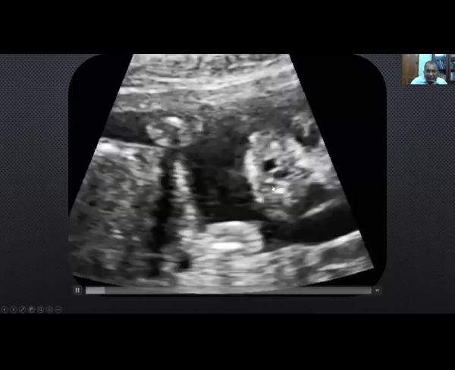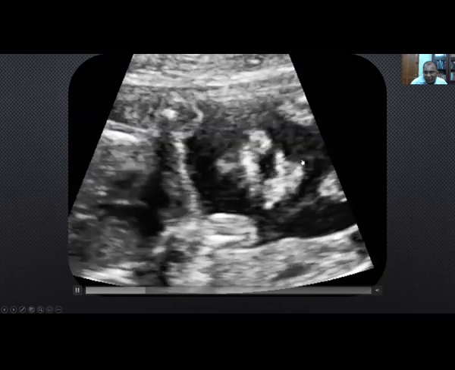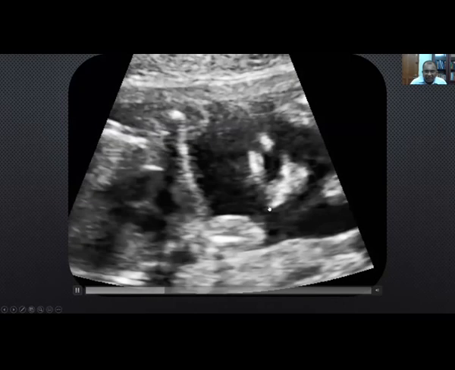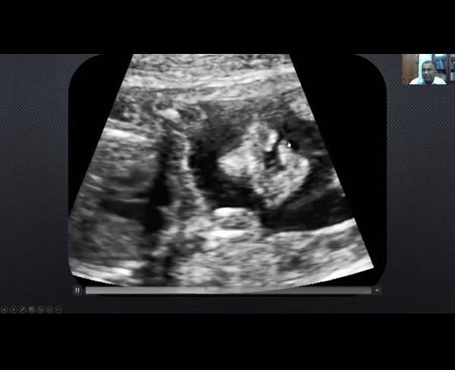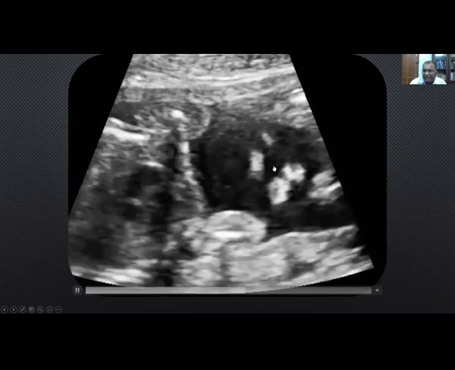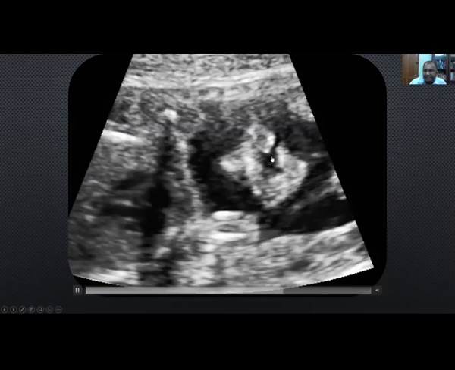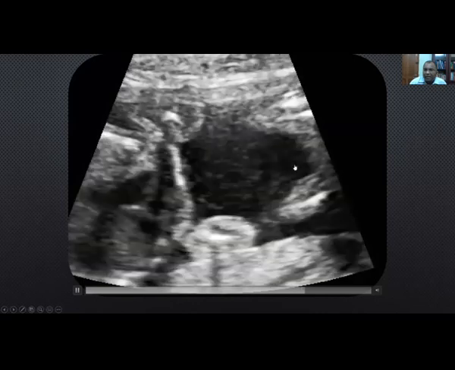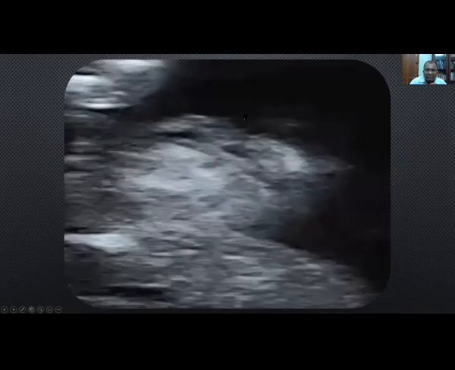This is an example of a complete cleft. As you can see over here, it's a unilateral cleft. The nose is over here. This side of the lip is intact, while the cleft is on the other side. And it directly and obviously involves the level of the nostrils, extends into the nostril. There's a complete cleft of the lip extending into the nostril.